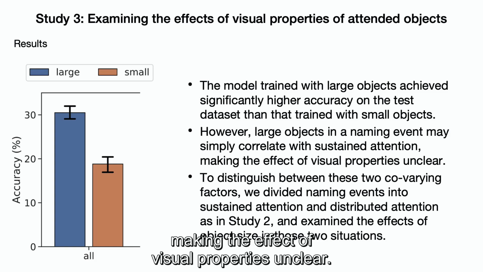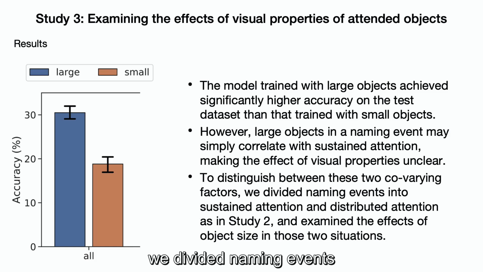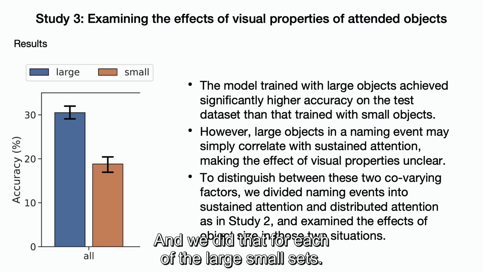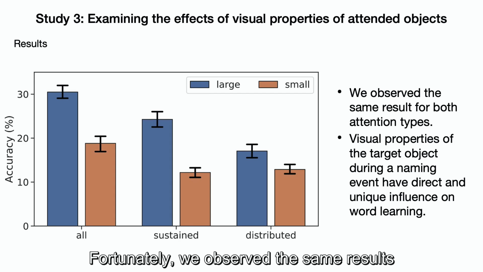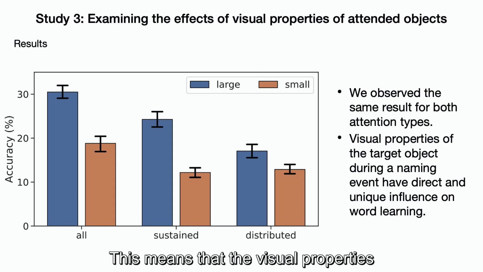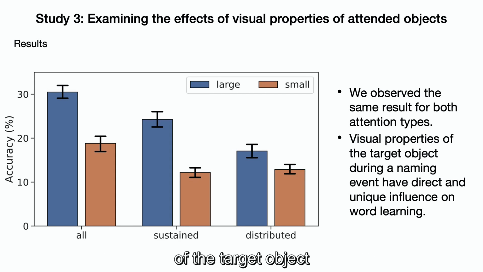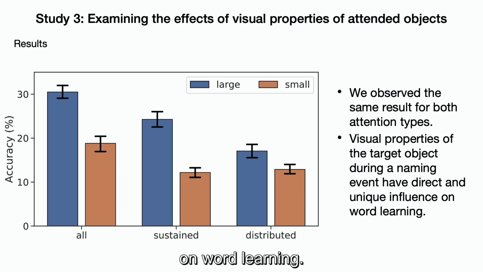properties unclear. Therefore, to distinguish these 2 covariant factors, we divided naming events into sustained attention and distributed attention as in study 2, and we did that for each of the large and small sets. And here are the results. Fortunately, we observed the same results for both attention types. This means that the visual properties of the target object indeed have a direct and unique influence on word learning.